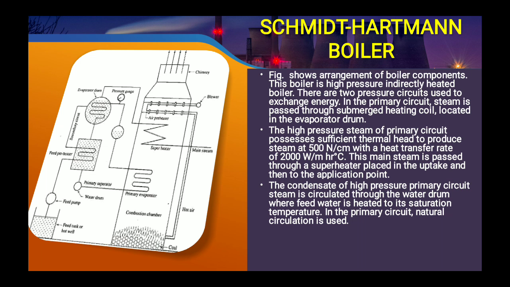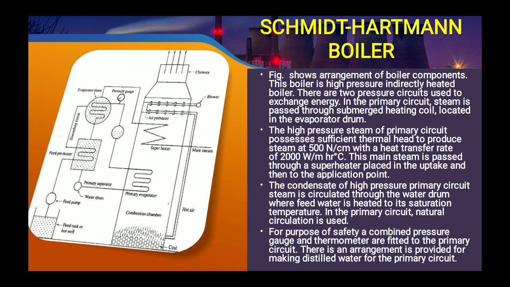The condensate of the high pressure primary circuit steam is circulated through the water drum where feed water is heated to its saturation temperature. In the primary circuit, natural circulation is used. For the purpose of safety, a combined pressure gauge and thermometer are fitted to the primary circuit. There is an arrangement provided for making distilled water for the primary circuit. To avoid production of sludge and sedimentation of salt, this distilled water is used.